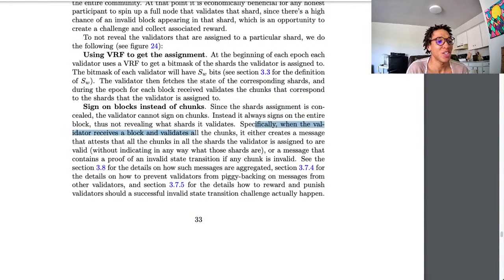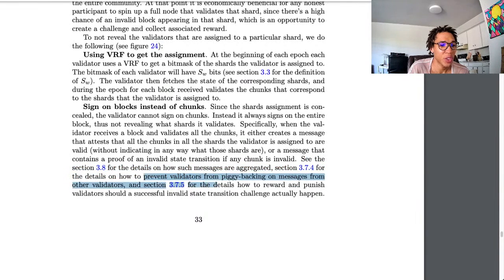Specifically, when the validator receives a block and validates all the chunks, it either creates a message that attests that all the chunks in the shard the validator is assigned to are valid, without indicating in any way what those shards are, or a message that contains a proof of an invalid state transition if any chunk is invalid. So you receive a block and you validate all the chunks, and you either say that yes, it's all true, or this is a proof saying that this part of it is false. Okay, yeah.